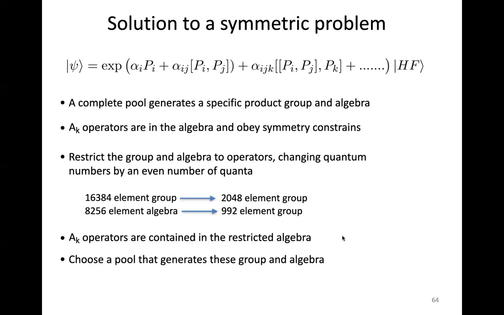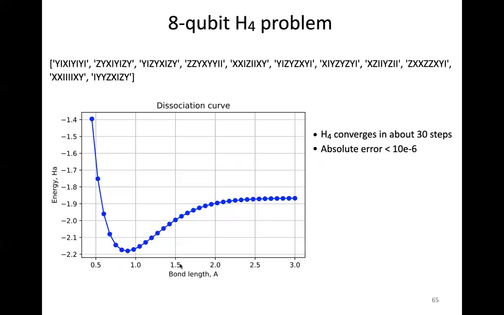And now we know that, again, the A's are just commutators. So now we know that they are contained in the restricted algebra. And what we can do, we can just choose a pool that would generate this group and this restricted algebra. So basically, we now choose a pool that has this symmetry limitation, so that doesn't create elements that would change our quantum numbers by an odd number of quanta, but only would choose the even number of quanta. And if we do it, one actually can show that it really works.